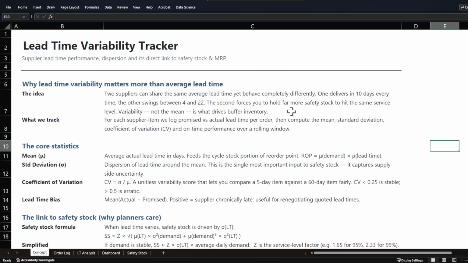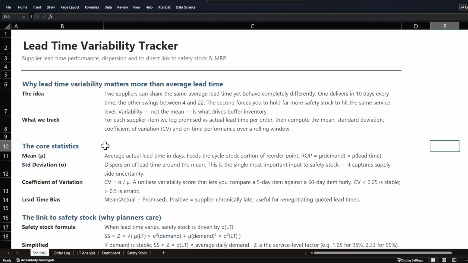Here the lead times are not consistent, so you are also not sure whether you are going to receive the material on a particular day. So you need to keep higher safety stock wherever the variability is higher. So lead time variability is directly connected with your safety stock.